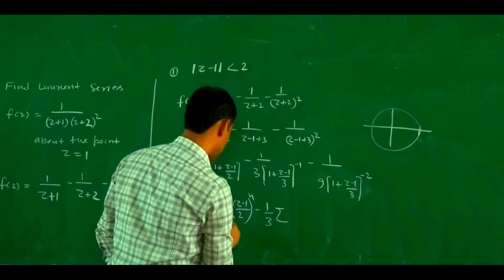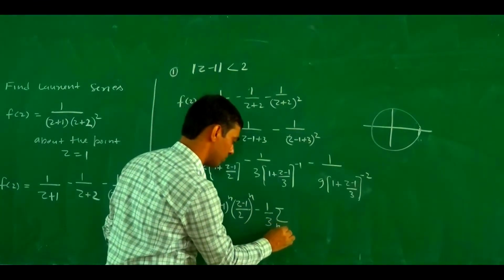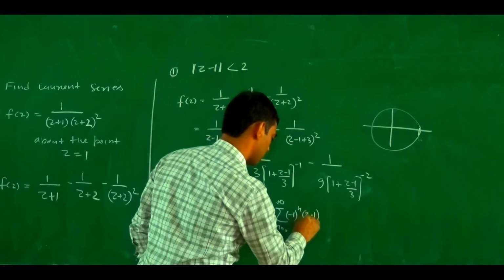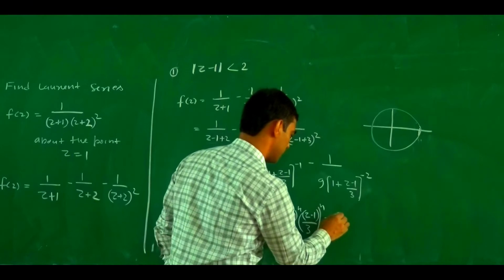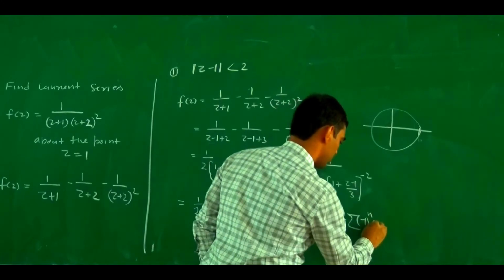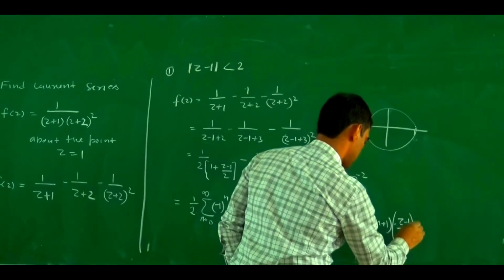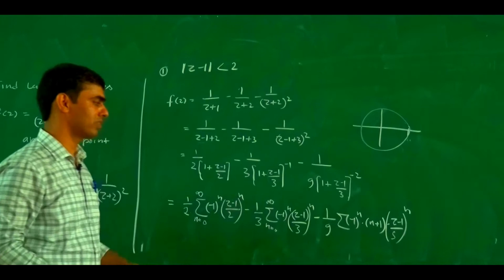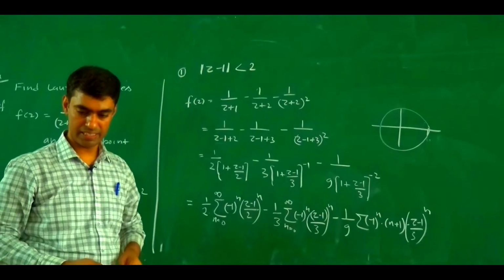Summation n equals 0 to infinity. I am not writing this one, then by default this one is n equals 0 to infinity. And this becomes minus 1 to power n, z minus 1 by 3 to power n. And what is the expansion of this one? Minus 1 upon 9 into summation minus 1 to power n into n plus 1 into z minus 1 by 3 to power n. If we simplify more, then we are able to find it in a more compact form. But this one is a Laurent series expansion about the region mod z minus 1 less than 2.